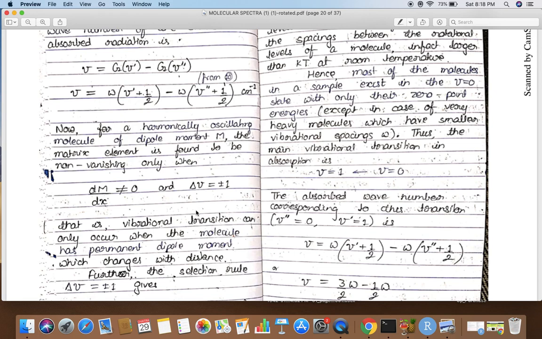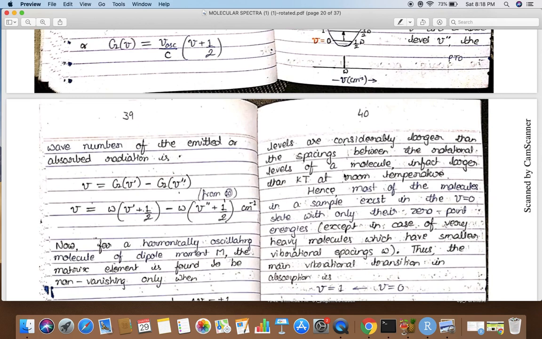So now these transitions take place only for the allowed levels of Δν equal to ±1, which keeps the levels considerably larger than the spacing between the rotational levels of the molecule, in fact larger than kT at room temperature. The reason is that these vibrational levels are in the same electronic state, and within these vibrational levels you have rotational levels. In general these vibrational states fall in the infrared region. However, my rotational spectra fall in the far infrared or microwave region.